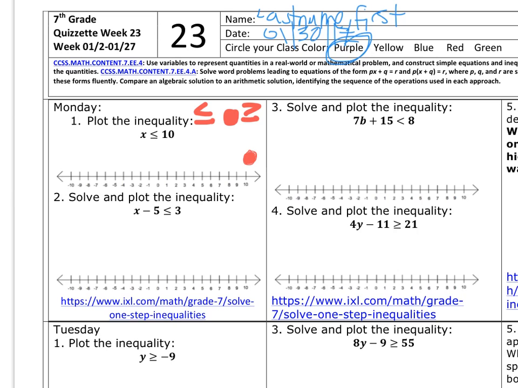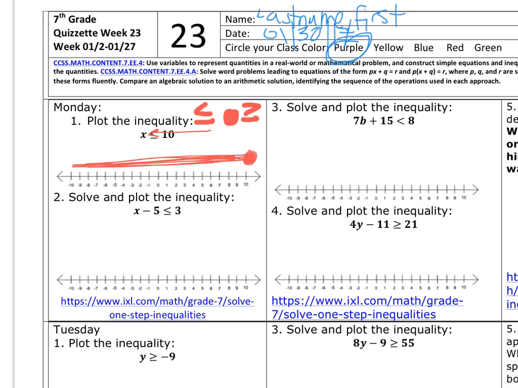Now it says x is less than or equal to. Think of it as an arrow pointing in the left direction. So x is less than or equal to 10. All of the numbers to the left of 10 are going to be less than 10. So you just draw a line this way, and you're done.